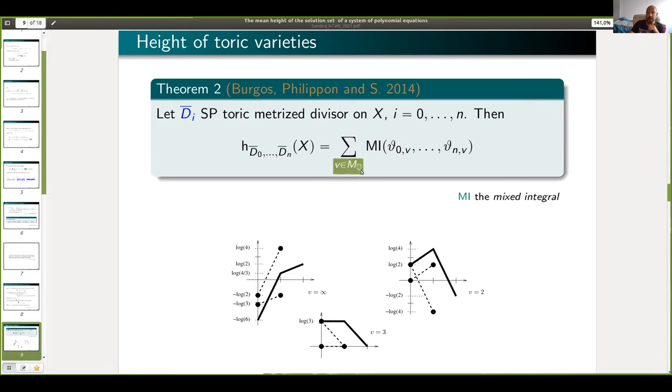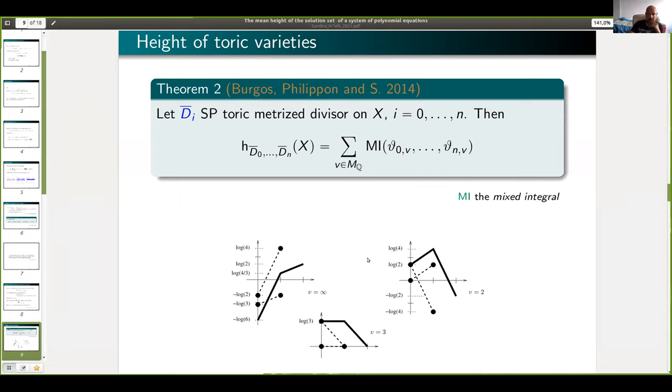It is an adelic sum, so there is one term for each place of the field of rationals, and each term consists of something that depends on the roof functions of the given divisors, and then they are measured through the mixed integral function. A mixed integral is the extension or the analog of the mixed volume for concave functions. Instead of looking just at convex bodies, you are looking at functions on them, okay? And in that case, when you have only one function, it's natural to consider the integral of the function over the polytope or over the convex body. And when you take n plus one concave functions, you can consider the mixed integral.